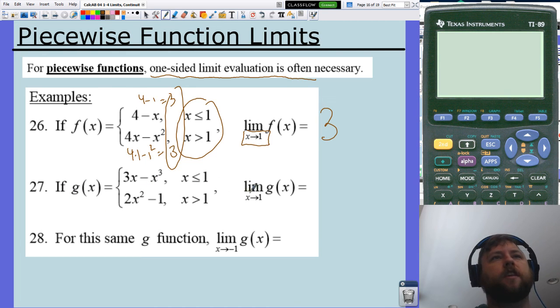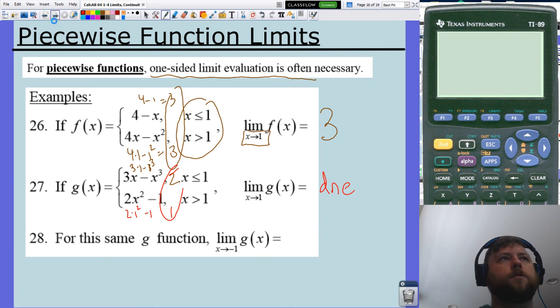In this one, let's try the g function as x approaches 1. Well, if you plug 1 in, I get 3 times 1 minus 1 cubed, which is going to be 3 minus 1, which is going to be 2. And if you plug in for the bottom one, you get 2 times 1 squared minus 1, which is 2 minus 1, which is 1. These numbers are different, so we say the limit does not exist. All right, we'll do more of that later.